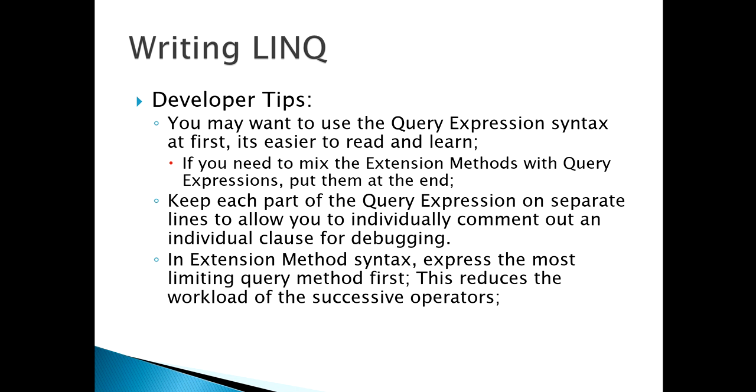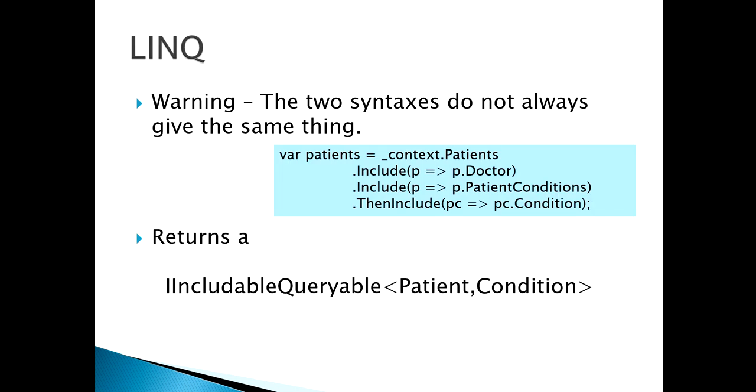One final point that is going to come up in our examples as we build LINQ queries soon in our controllers: the two syntaxes do not always give the same thing. For example, here I've got Patient, and I want to include the parent object, the doctor, but there's also a many-to-many relationship with the different conditions the patient has had throughout time in their medical history. So I've got a whole bunch of includes here.